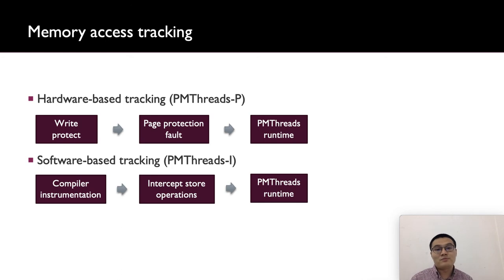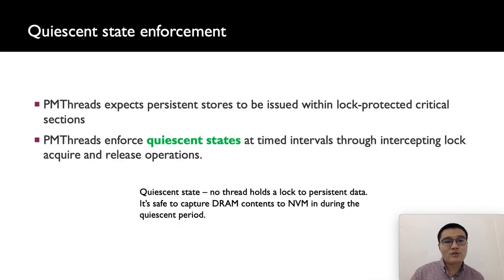With the software-based memory access tracking, a compiler pass is used to inject a function call to the PMthreads runtime before each individual memory store instruction. We observe that excessive TLB misses incurred by the hardware tracking method make it less efficient than the software one in our work. And regarding the quiescent state enforcement, it is basically to ensure that we could capture a consistent DRAM state to NVM for data persistence.